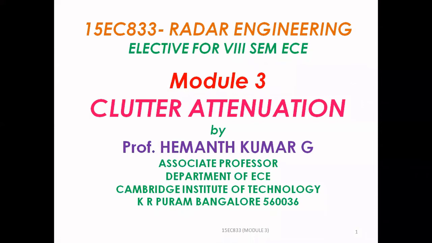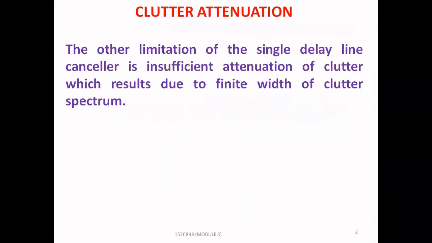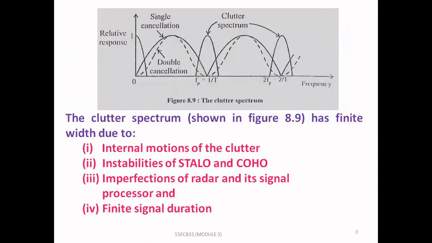Module 3, Clutter Attenuation. Clutter attenuation is the other limitation of the single delay line canceller, which results due to the finite width of the clutter spectrum. The clutter spectrum is shown in figure 8.9. The clutter spectrum has finite width due to, first one, internal motions of the clutter. Second one, instabilities of stable local oscillator and coherent oscillator. Third one, imperfections of radar and its signal processor. And last one, finite signal duration.